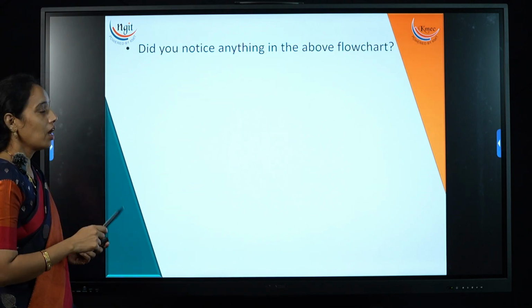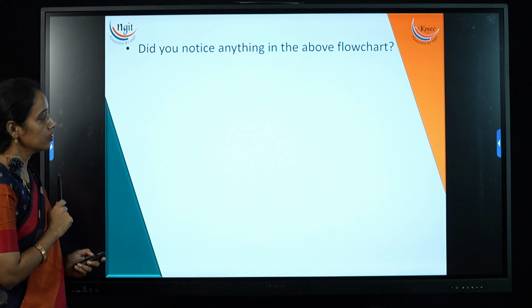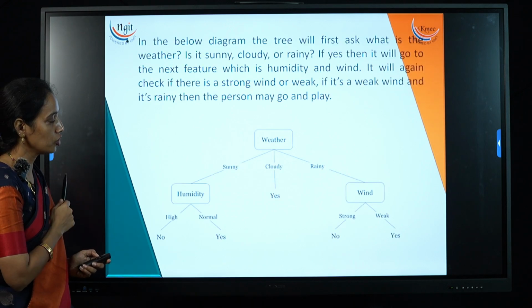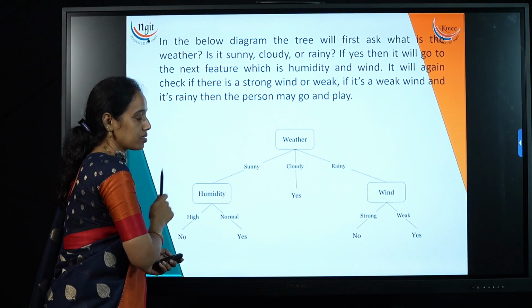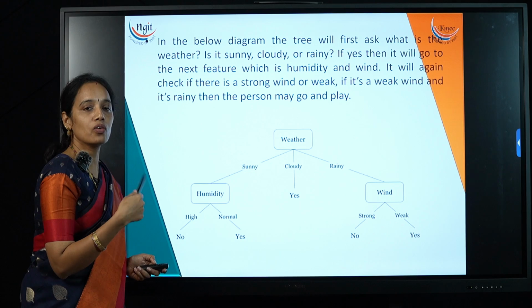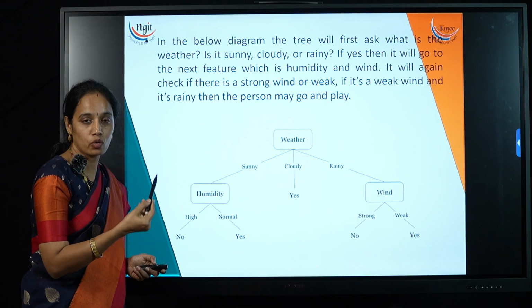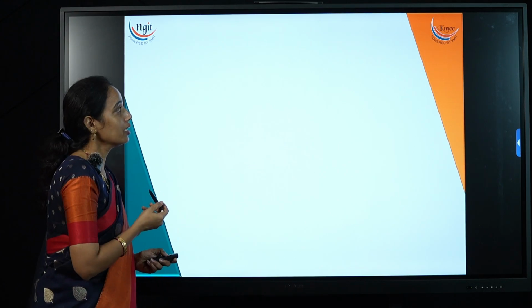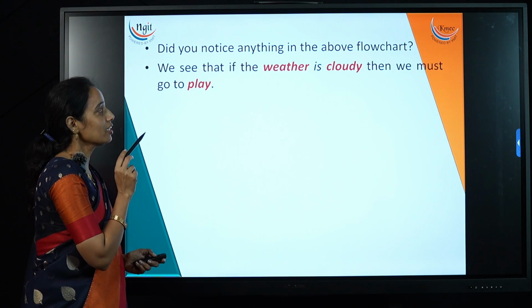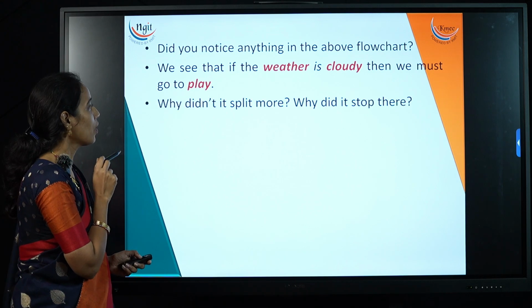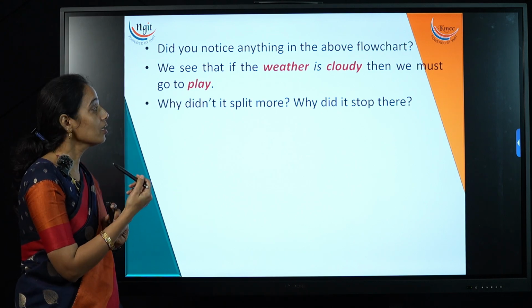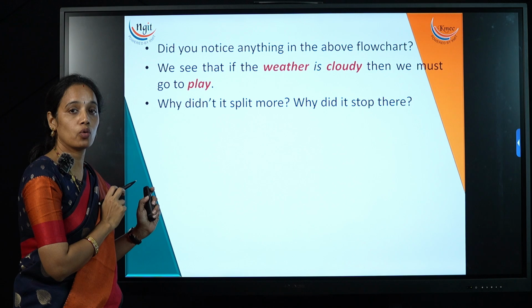Then have you noticed anything in this flow chart? See here in this previous flow chart, weather is cloudy, but the outcome is yes. So when the weather is cloudy, how can we decide that we can go and play? Here we see that if the weather is cloudy, then we must go to play, but it is the wrong decision. So why didn't it split more? Why did it stop over there?